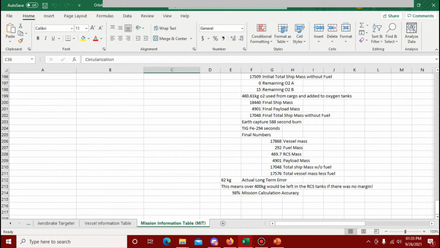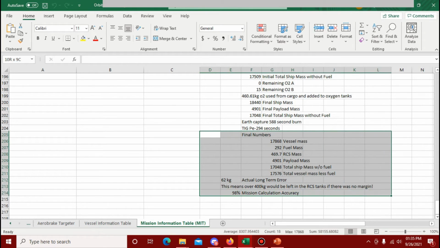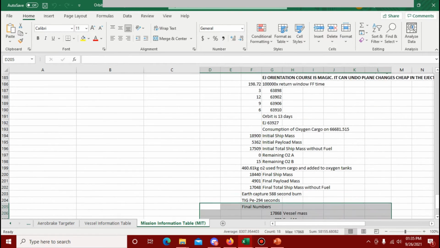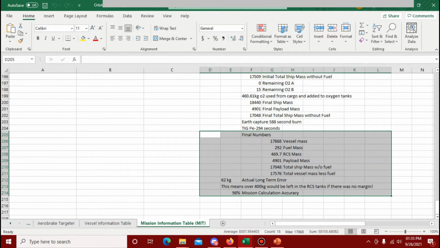And then at the very end, I probably should have made this bold. Here are the final numbers. Final vessel mass, the amount of RCS fuel left over. Or sorry, that's fuel. This is RCS fuel. Payload mass. So we basically took all the payload home, I think. Or no, we didn't, because we put some extra oxygen in the cargo bay and consumed that. So that decreased. Dry and wet mass of the ship and actual long-term error.